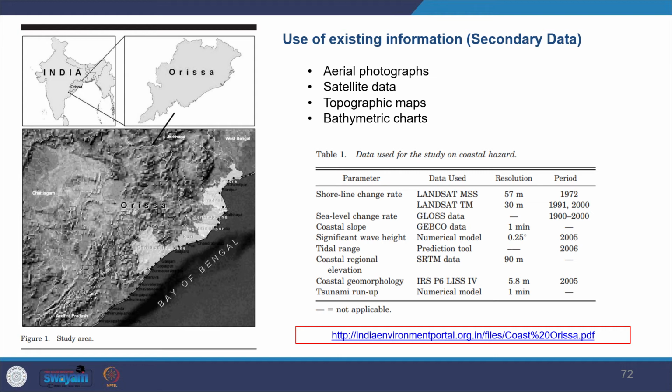Here, in this snip which I have taken from a study, you can see what kind of data they have used. You can see the shoreline change rate, for which they have used Landsat data, and sea level change rate, coastal slope, significant wave height, tidal range, coastal regional elevation, and so on. You can see SRTM data, IRS P6 LISS data, and then tsunami run-up, which is a numerical model they have used, and then the resolution and the period for which they have done it. I've given you the link from where you can download this study.